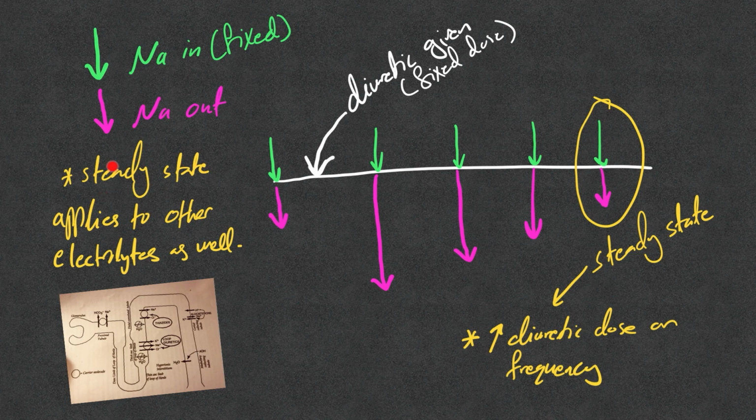And the steady state applies to other electrolytes. If you reach here and the patient's electrolytes are okay, they are unlikely to develop any hypokalemia, hypomagnesemia, or metabolic alkalosis.